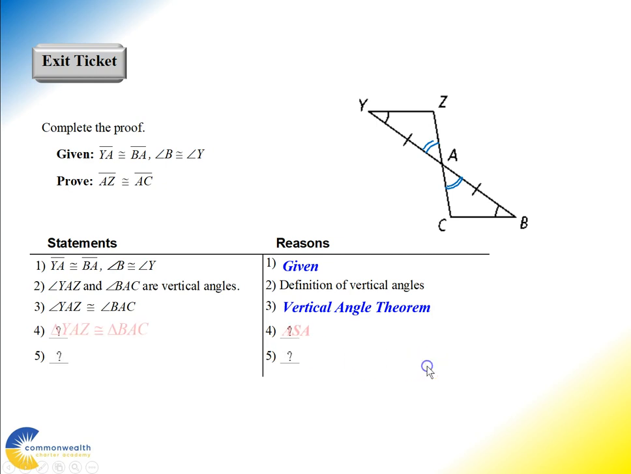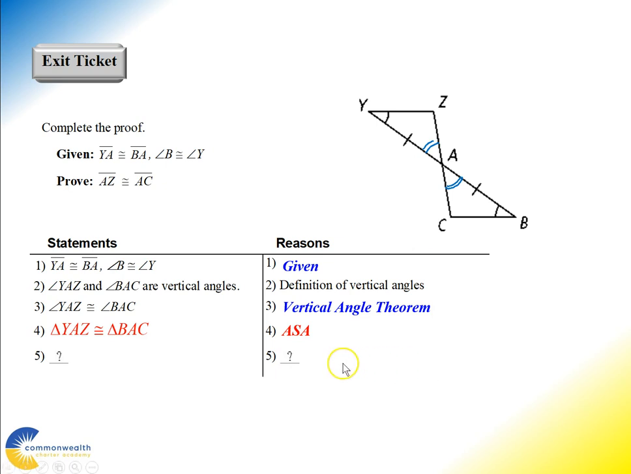And if I look carefully, I can see the ASA pattern there. I can see two pairs of congruent angles, a pair of congruent included corresponding sides. So ASA, it would be the reason why those two triangles are congruent.